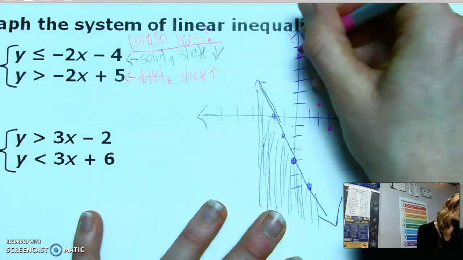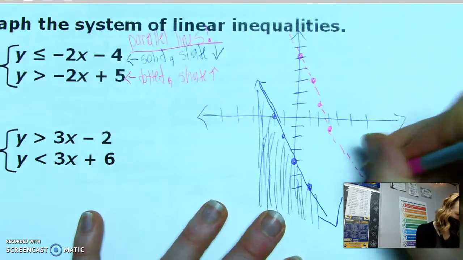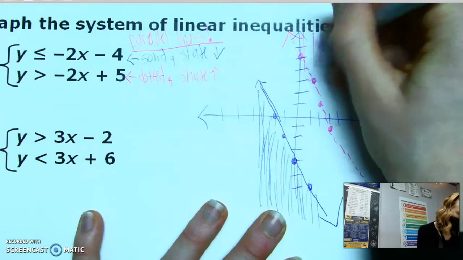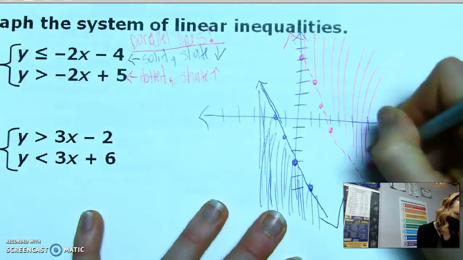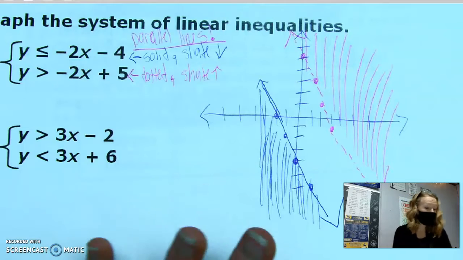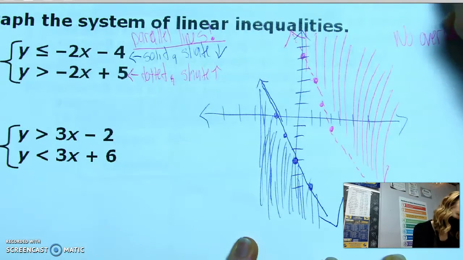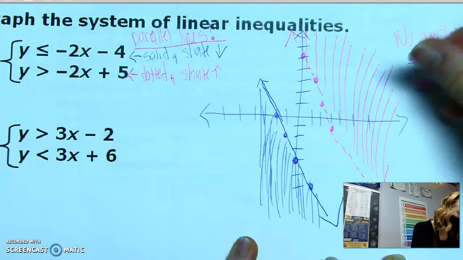Right? This time we have a dotted line, and it says we have to shade above the pink. And what you're going to notice is there is no overlapping region, which means no solution.